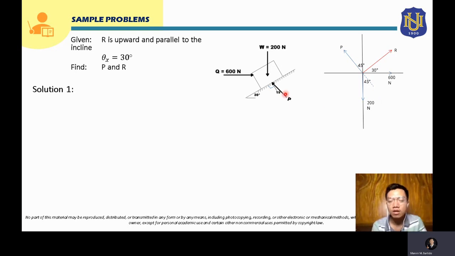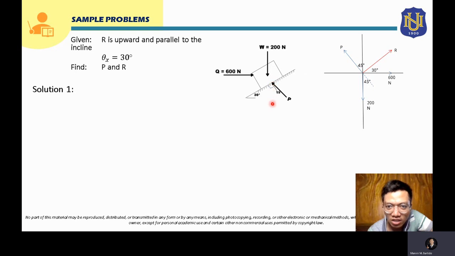Now, for your force P, it has 15-degree inclination from the line perpendicular to this inclined plane. Now, if we're going to extend this P, if you're going to draw a vertical line here, let's say we draw a vertical line here.